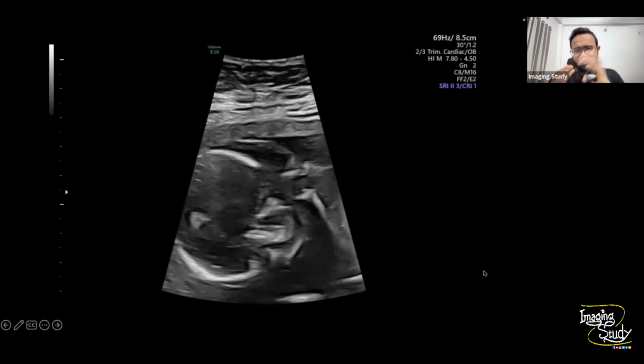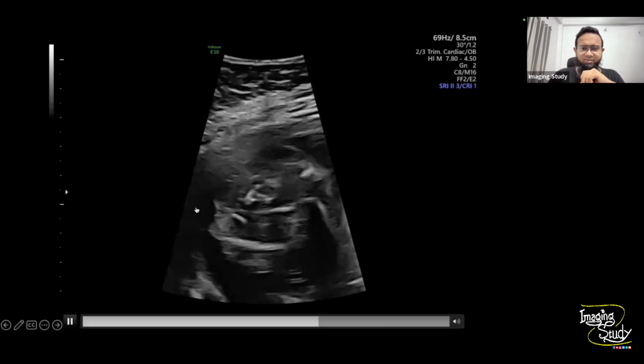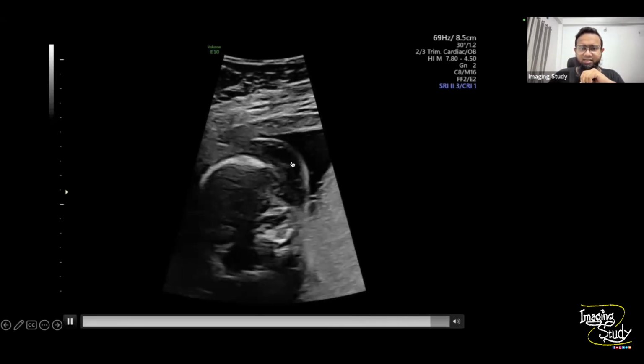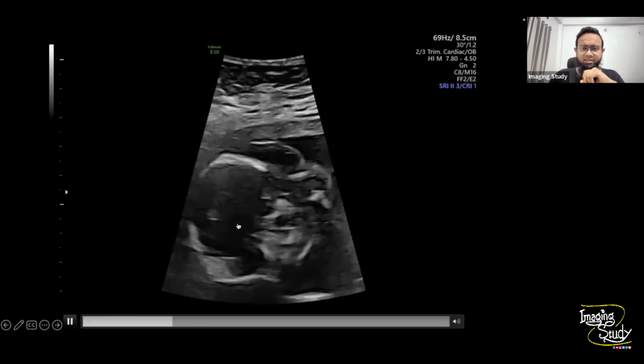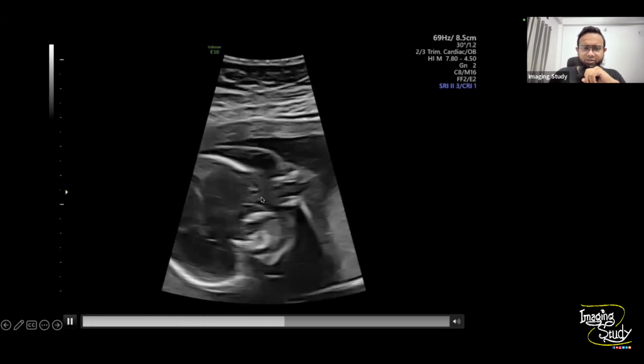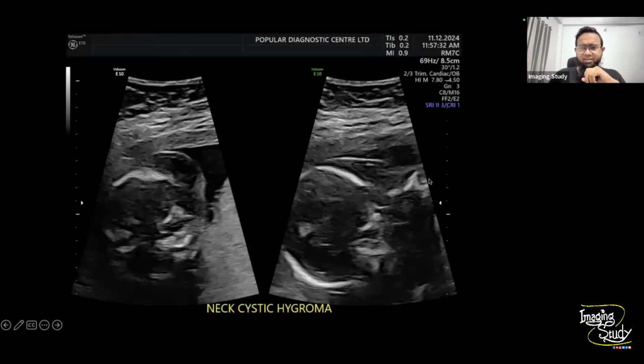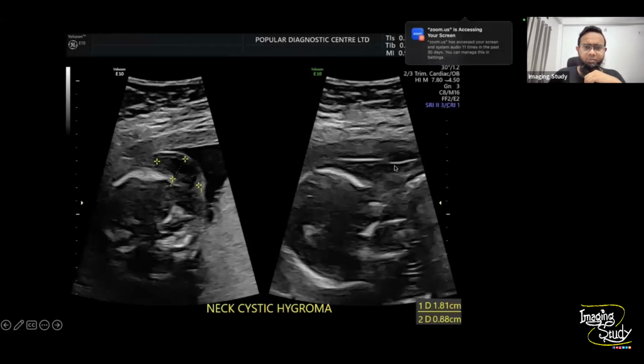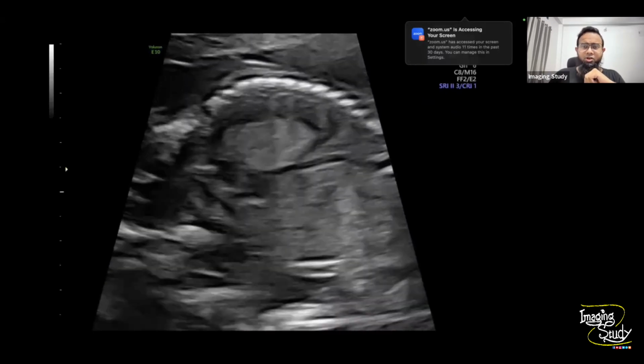Okay, so here's a different view. Now you can see the lateral ventricles are dilated, and this is the cystic hygroma. The skin is slightly thickened, and that's okay for this view. This is the cystic hygroma, which I measured at about 1.8 centimeters, which is not very important for us. It might be very large, it might be very small, but the fate is quite similar.